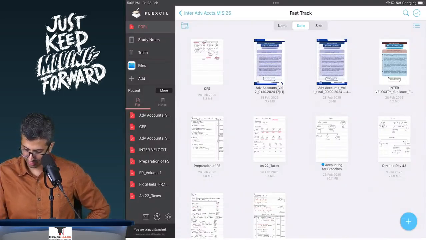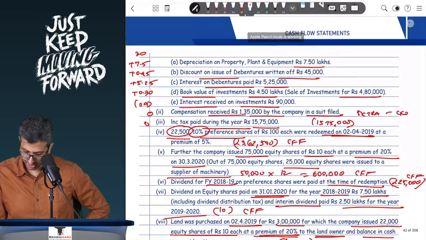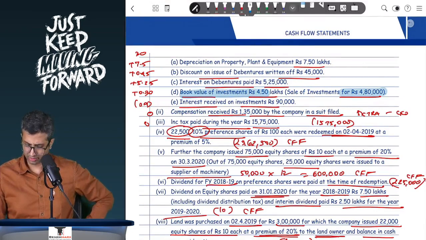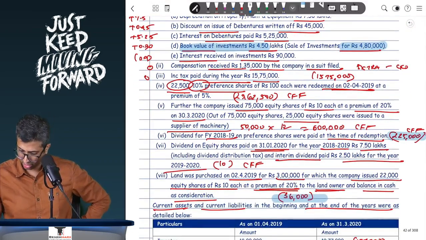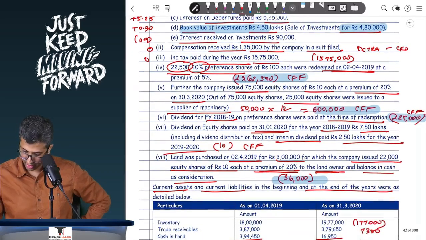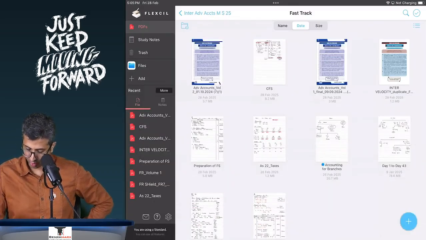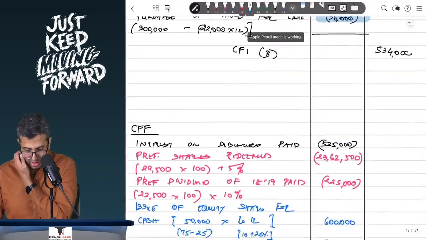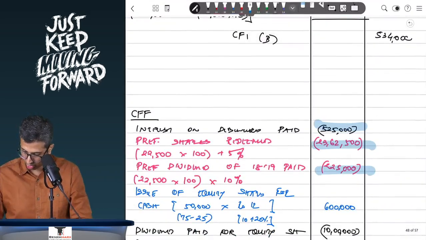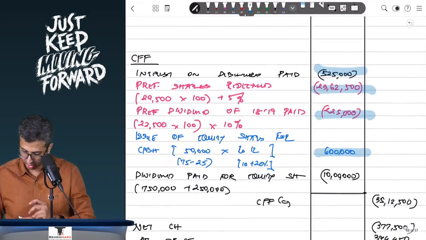Interest income received of 90, and here the investment you sold, book value of investment sold 4,80,000, that will come over here. And then 1, 2, 3 and maybe 4. These 4 items will go in your 1, 2, 3, 4.